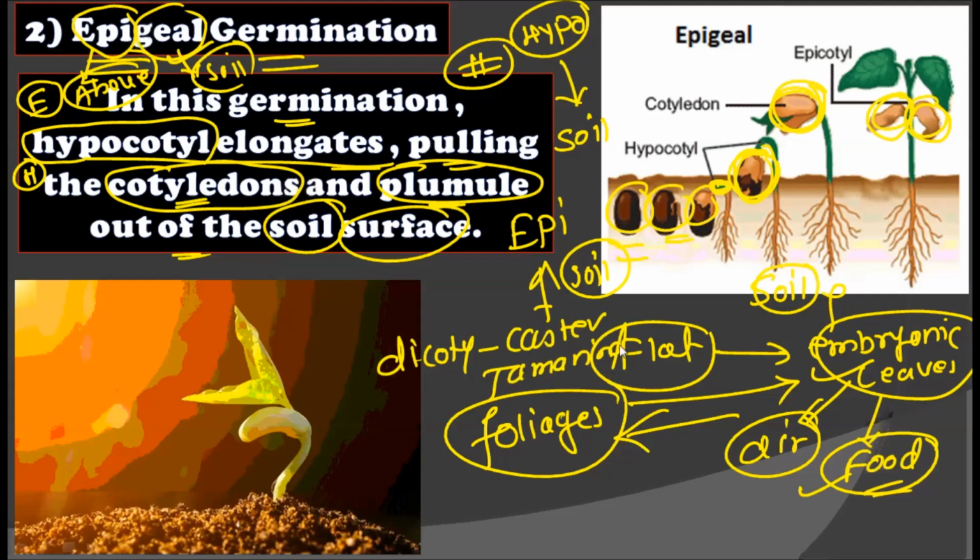All right. So you should remember carefully, in the epigeal, the cotyledon goes above the soil surface and is converted into flat embryonic leaves. These flat embryonic leaves make the food till there is a formation of main foliage leaves, which can literally perform photosynthesis.